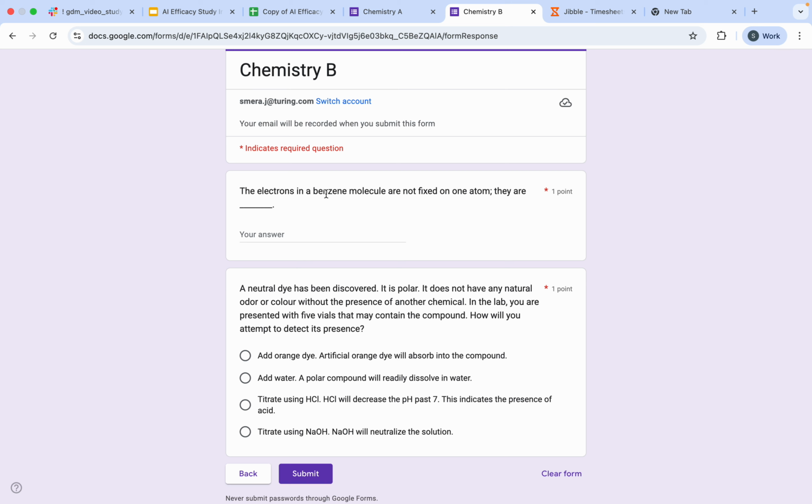The electrons in a benzene molecule are not fixed on one atom. They are dash. No, I am not sure. They are carbon atoms.